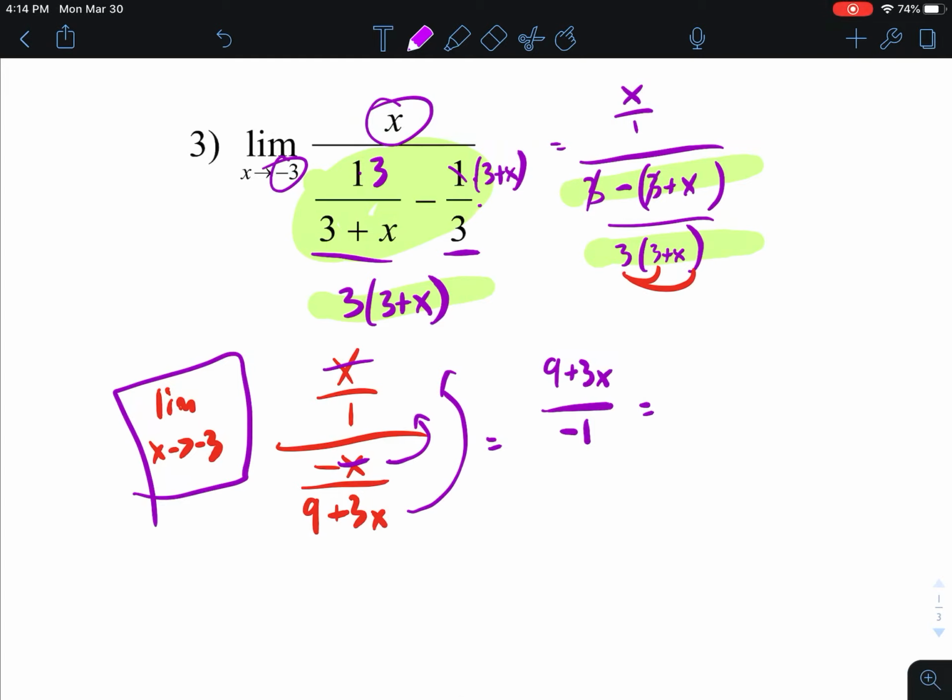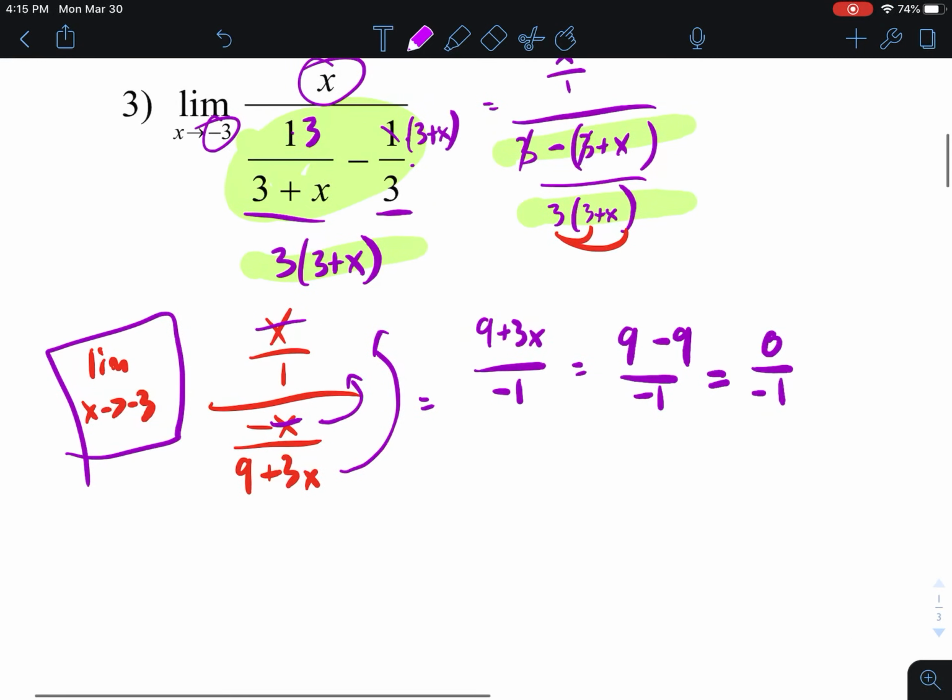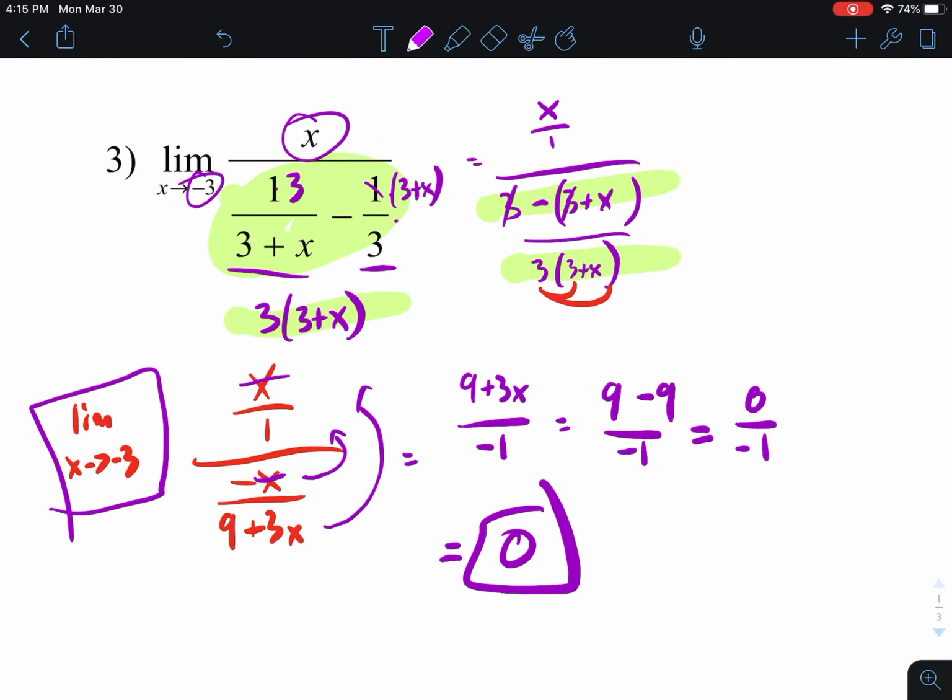So now plug in the negative 3. You get 9 minus 9 over negative 1. Well, that's 0 divided by negative 1. Does not exist? It's not an indeterminate form. 0 divided by negative 1 is simply 0. So the limit as x approaches negative 3 of this complex fraction is 0.